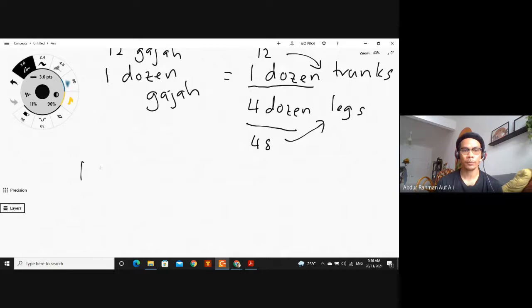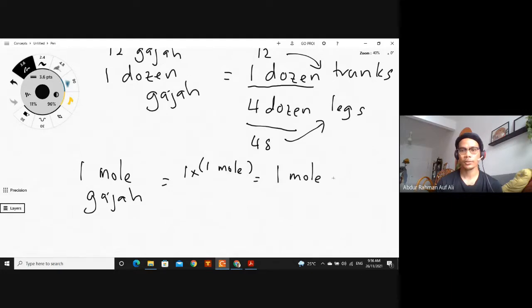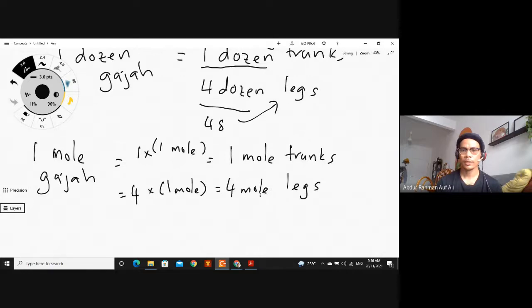If we have 1 mole of gajah, that means how many trunks does it have? So 1 darab dengan 1 mole, that means we have 1 mole. 1 mole trunks. Dia punya kaki pula 4 kaki kan? So darablah dengan 1 mole. This is the unit yang kita guna. So that means dia ada 4 mole legs. Okay, so this is it.